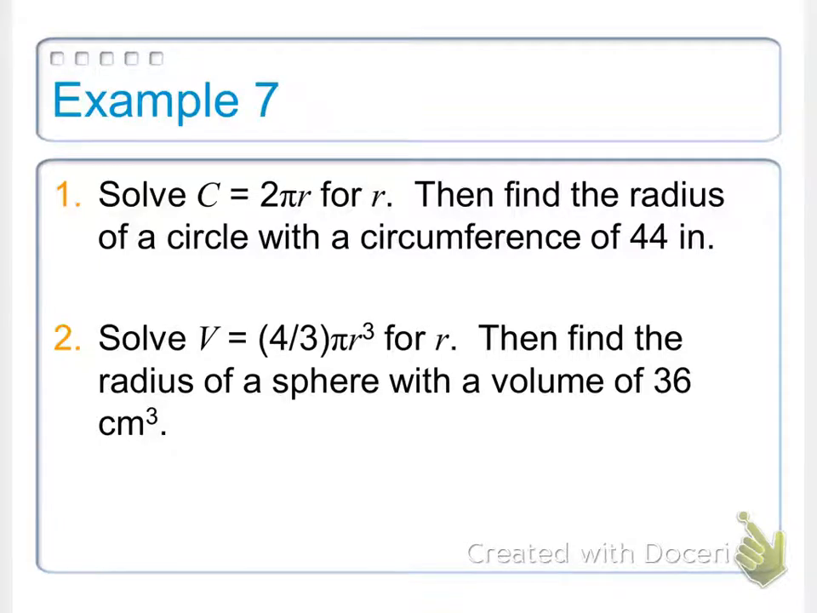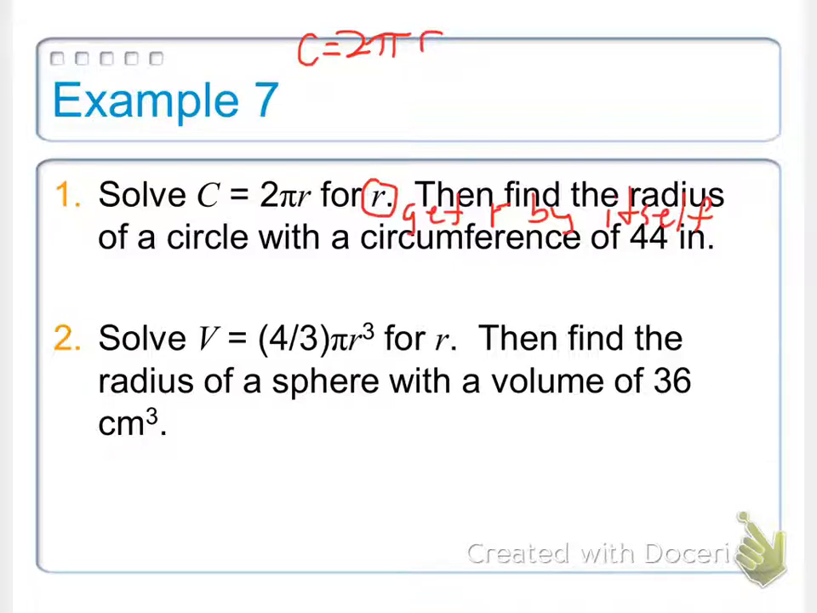So just like example 6, we have formulas here in example 7, and it says solve C equals 2 pi r for r. So that means get r by itself. So I'm going to write it up here. C equals 2 pi r. Okay? So I want to get r by itself.